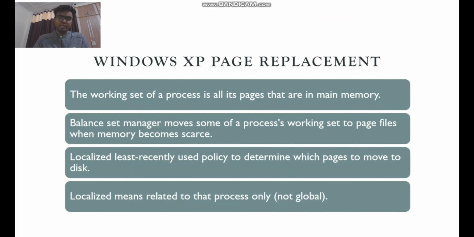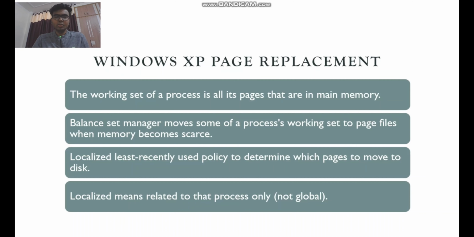Now, what the balance set manager does is it moves some of a process's working set, which is the sum of its pages, to page files when memory becomes scarce, which means when the memory is low, and it follows the localized least recently used policy to determine which pages to move to disk. Least recently used means the page which was used the longest ago, and localized means the pages that are only local to that process, which also means that they cannot be global.